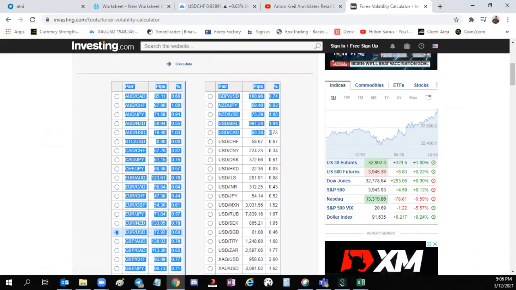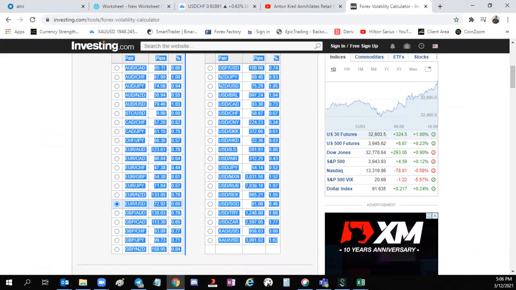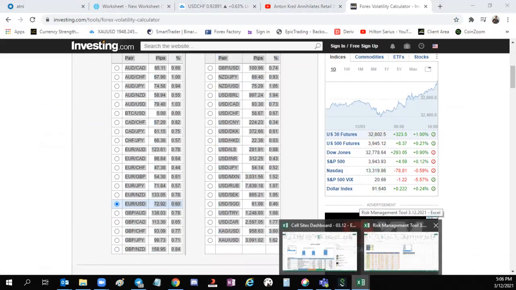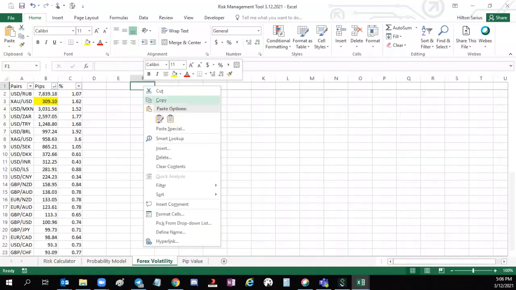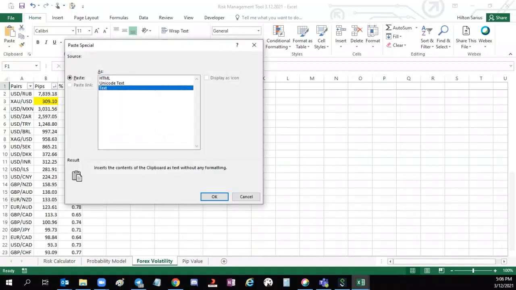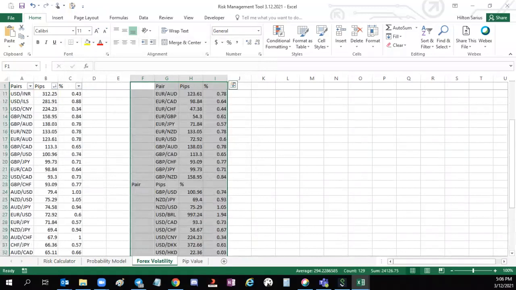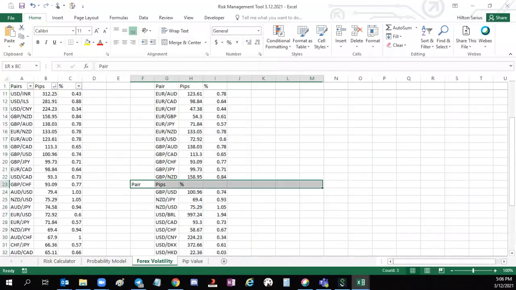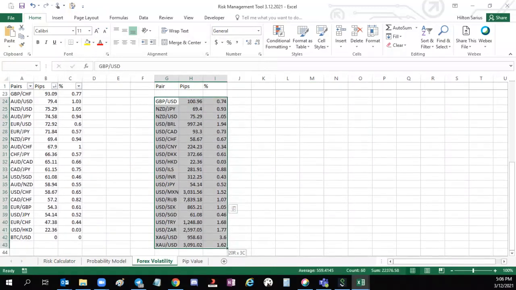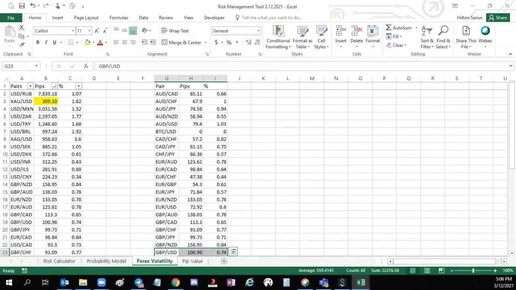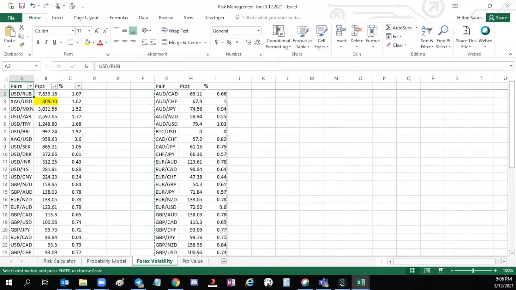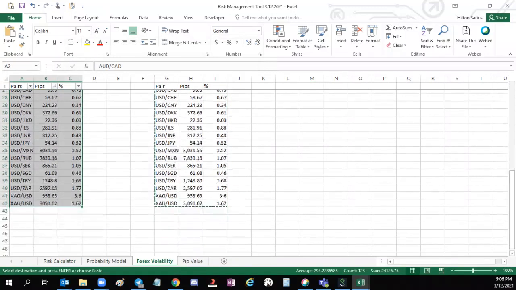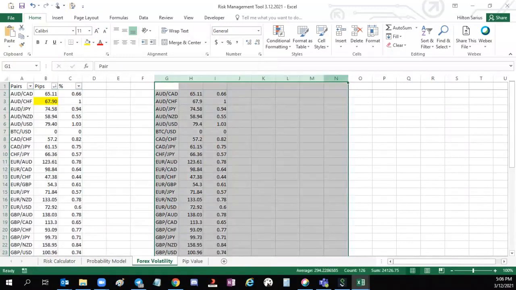Once you're here, you could just copy this and then drop it in the template. Forex volatility. Paste text. Okay, and then this is going to generate. We don't need this one here, so we could delete that. Move this section up. That section up. We could copy this over here. Notice I made a highlight on gold. I'll show you more about that in a few. Delete that.